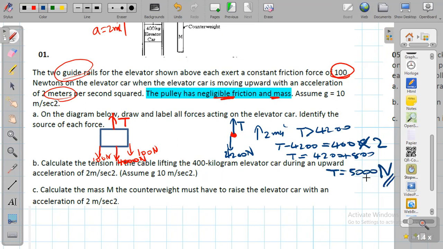Did you get this answer? Yes, did you get this answer? Did you get this answer, guys? Yes, good, great.